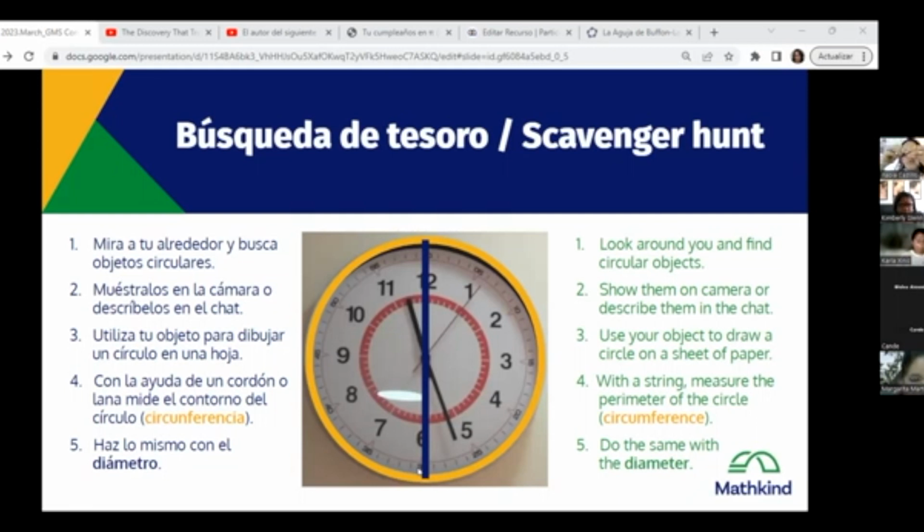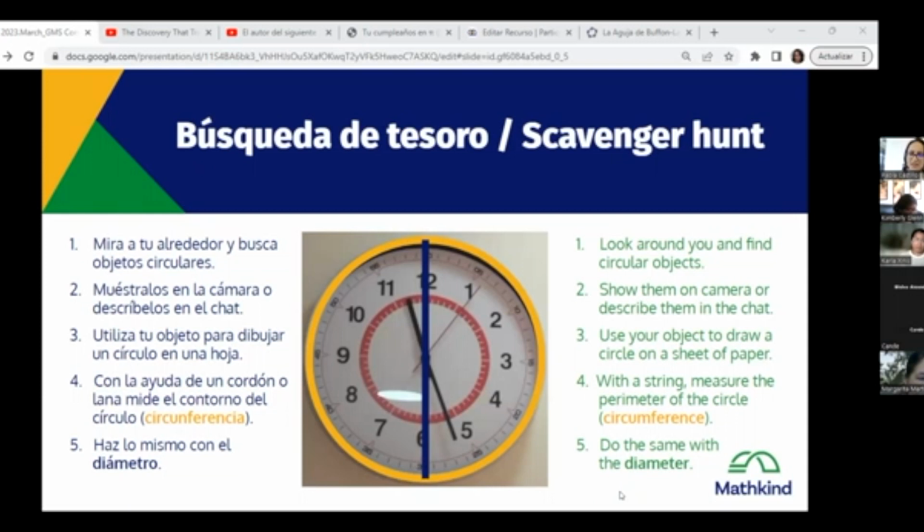So one, two, more or less. Jorge said three and a bit more. How many times does this diameter fit inside of this circumference, in this contour of my circle? Carlos dice también tres y un poquito más. Carlos said three and a bit more. Same as Jorge, okay.